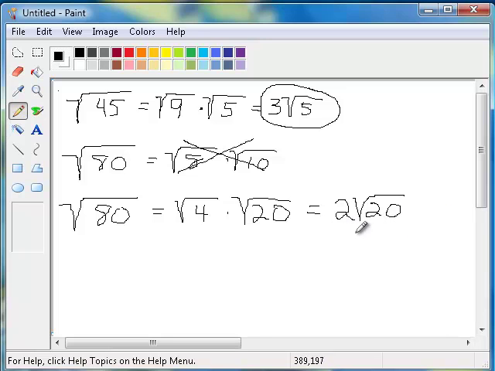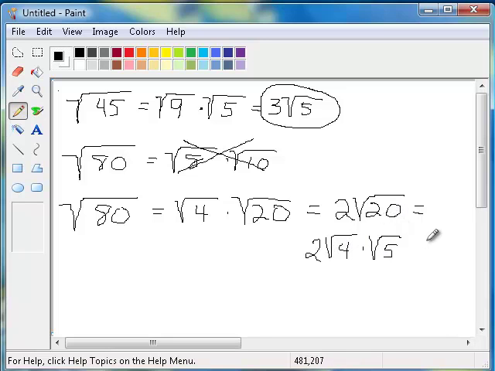Now, if you check the problem in your calculator like we did up here, you will find that 2 square root of 20 is the same decimal approximation as the square root of 80. But since we have not taken out all the perfect squares in the square root of 20, we are not finished. Okay, so in the square root of 20, there is a square root of 4 times the square root of 5, right? So 4 times 5 is 20.